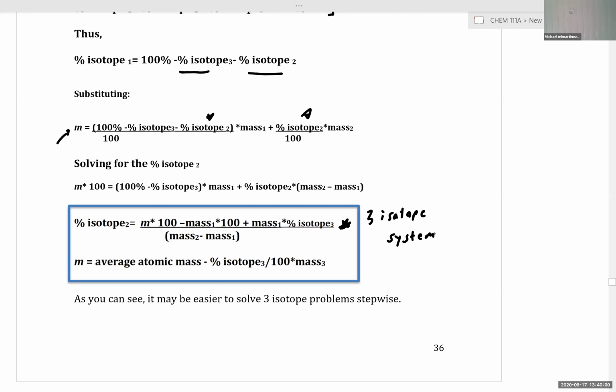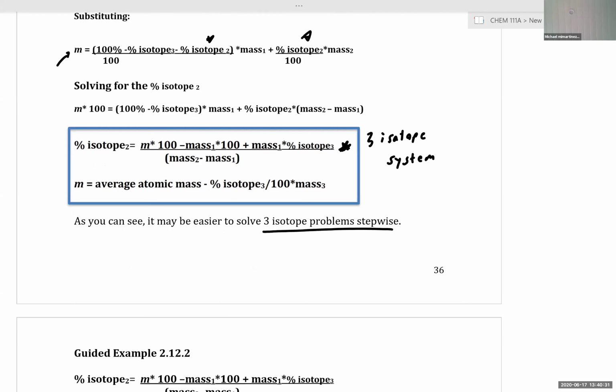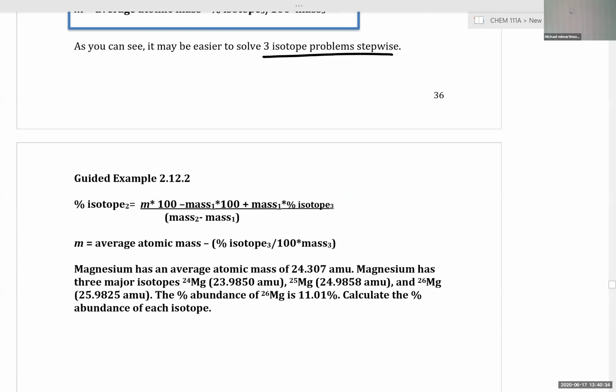So in many cases, it may be easier to solve these 3-isotope problems stepwise, but there is always a way to generate a general solution. Not a ton of these problems, but definitely at least one at minimum on the exam. So now that we have a framework and a general solution for a 3-isotope system, let's talk a little bit about how we can apply this.